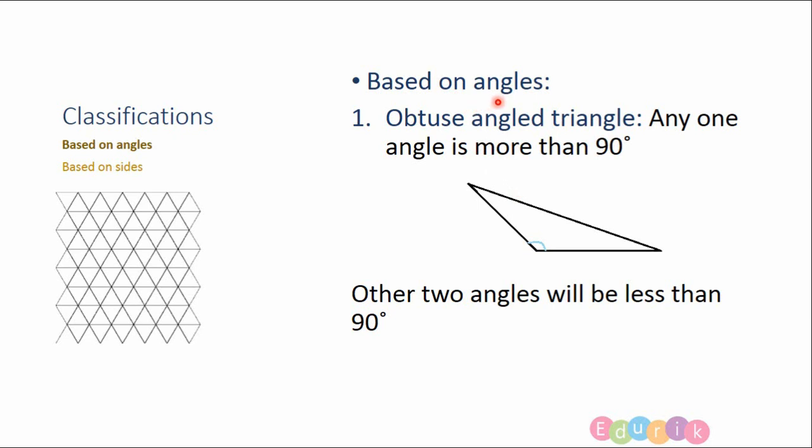So now one way to classify is based on angles. The first kind of triangle we have here is the obtuse angled triangle. Now an obtuse angled triangle is any triangle in which any one angle, I am talking about any one angle, is more than 90 degrees. As I have already told that the sum of all the angles will be 180 degrees, and if any angle is more than 90 degrees, then the other two angles will automatically be lesser than 90 degrees.